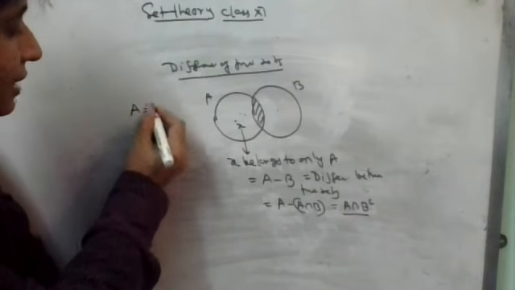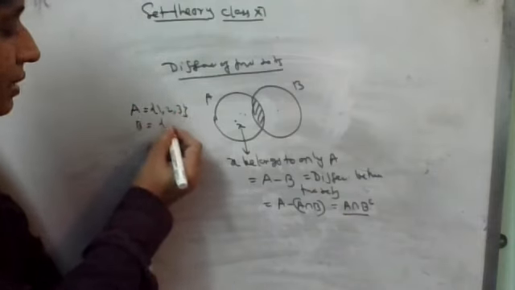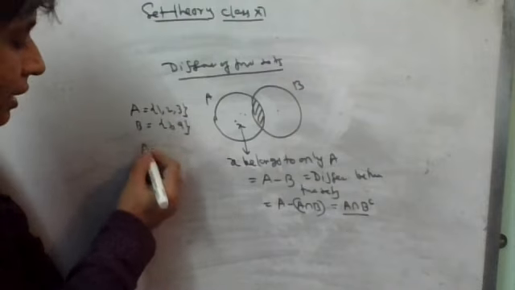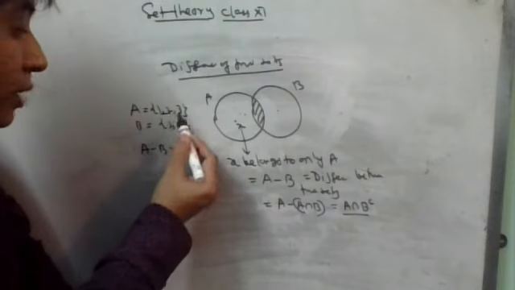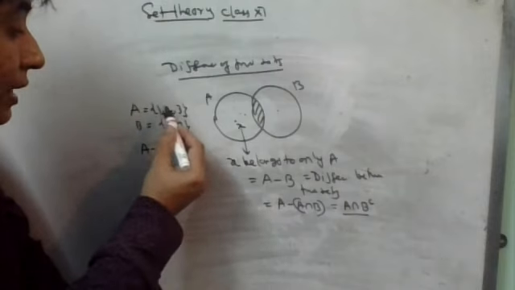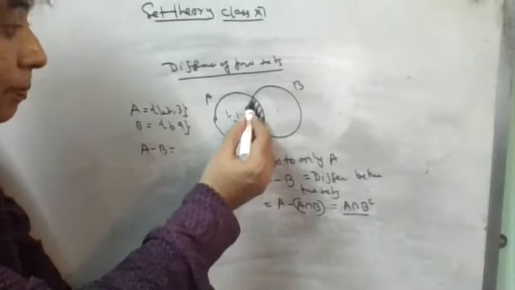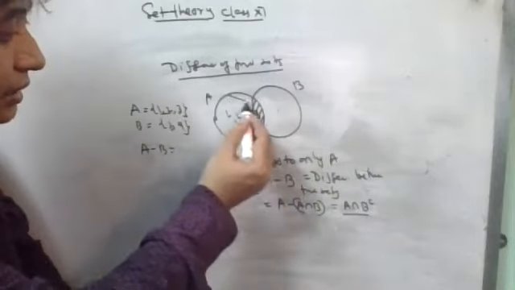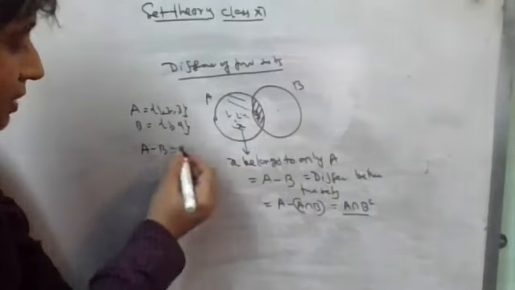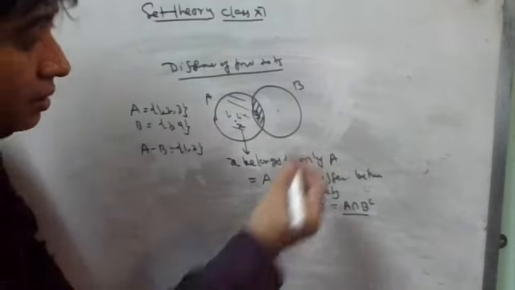Suppose A is a set {1, 2, 3} and B is a set {3, 4}. Then A minus B will be what? The element which belongs to A but not B. 1 and 2 belong to A but not B, because 3 is an element which also belongs to B. So only this part is A minus B. So 1, 2. What is B minus A?